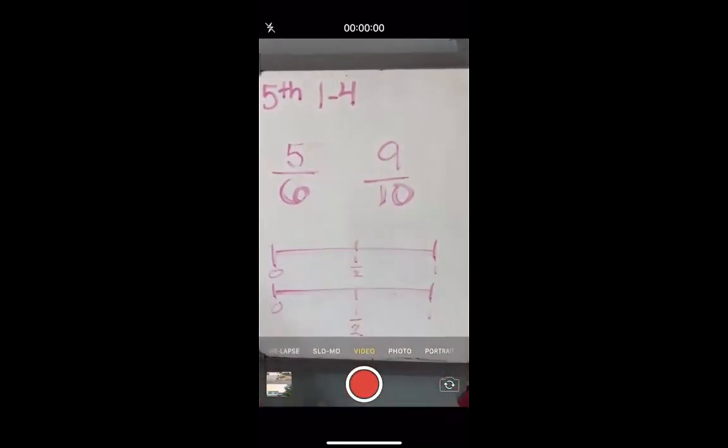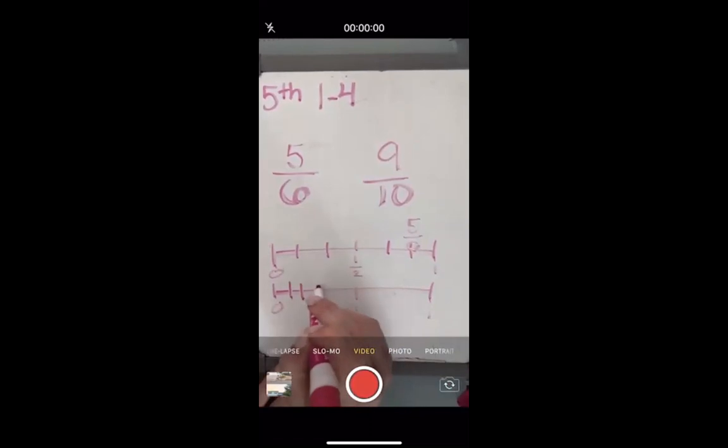So if I was to split this into 6ths and 10ths, I would have right here 1/6, 2/6, 3/6, 4/6, 5/6. Great, it is definitely close to a whole. But now I need to do my 10ths. So I'm going to split it into 10ths.